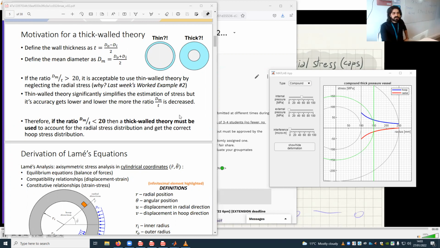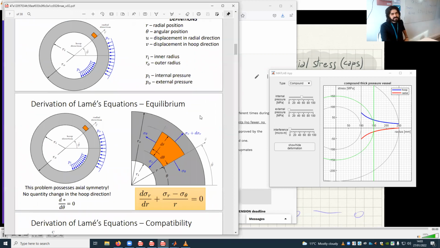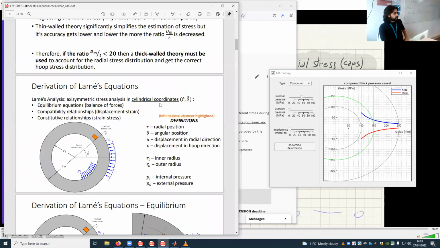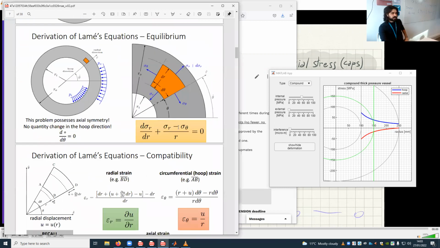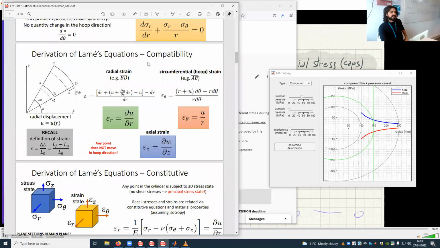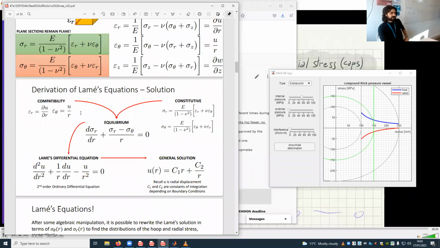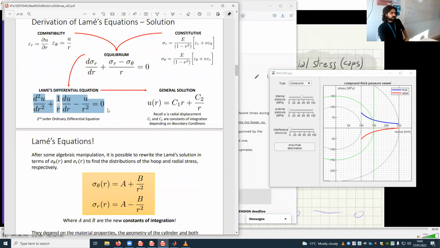I want to start with a quick recap of what we did in the two lectures. We derived Lamè's equations using the equilibrium condition that we derived from an infinitesimal element, the strain-displacement relationship, and the constitutive relationships. We baked all of these together into a differential equation called Lamè's differential equation.